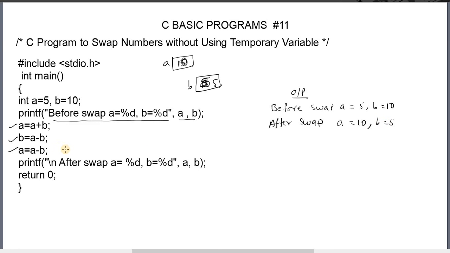Then the main function will return 0. It is a true state. This 0 will go to the compiler. It just indicates this is a true state. The program is successfully executed. Then the program is terminated.